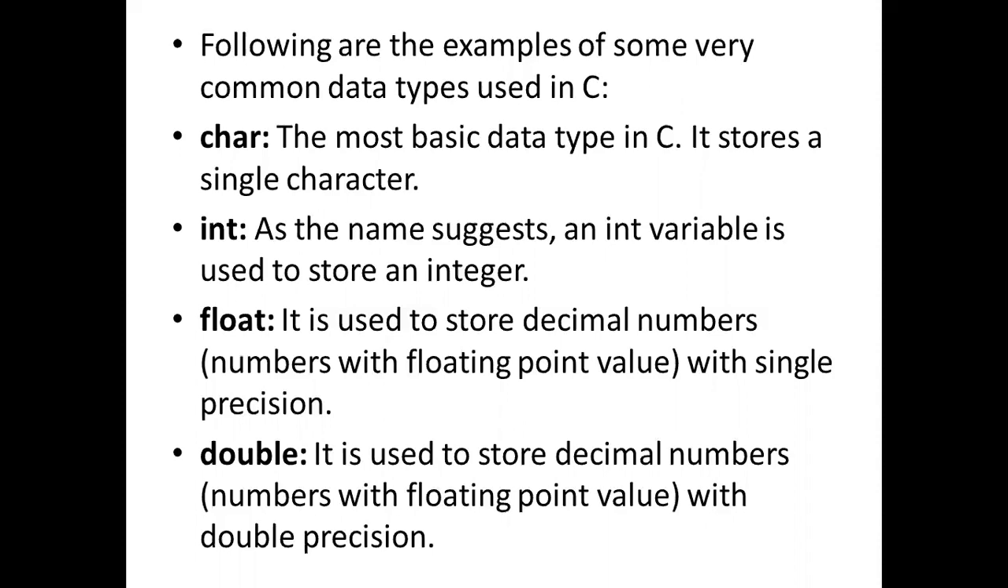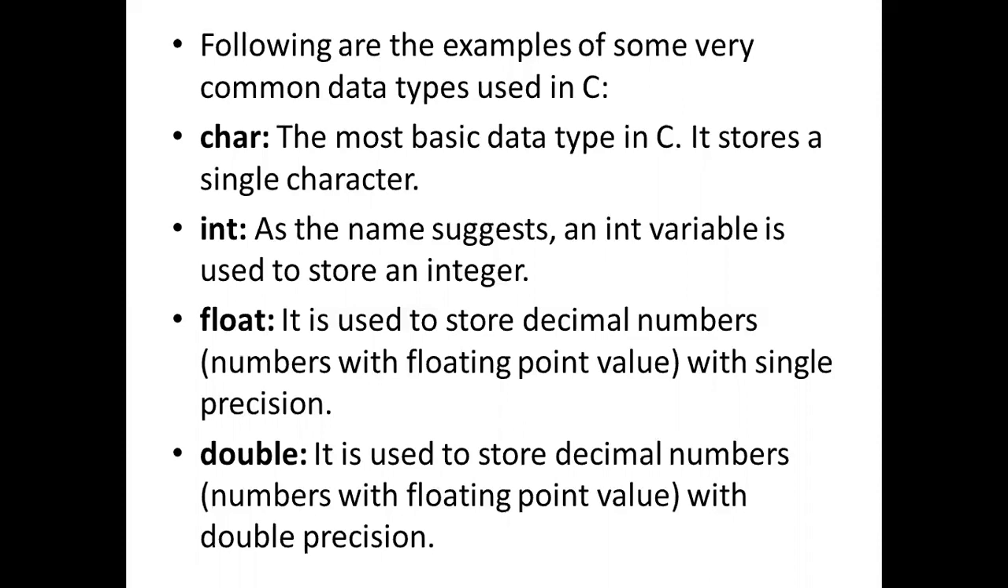Next data type is int. Int is used to store an integer type value. Integer type value can be 0, 1, 1000, 100, etc. Next data type is float. Float is used to store floating point value with single precision. For example, a human weight can be 56.5. Then we require a float variable to store this value.